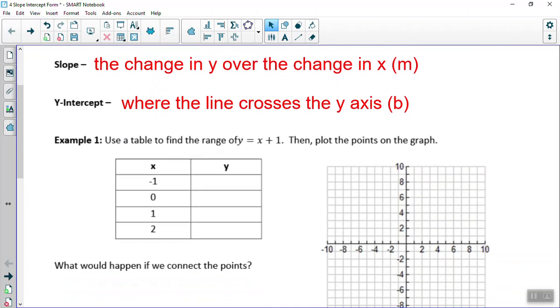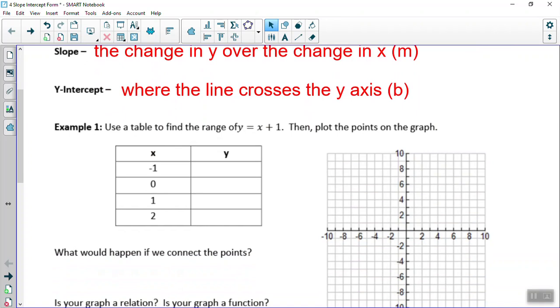We're going to use a table to find the range of y equals x plus 1. Then we're going to plot those points on the graph. All right, so when we are given this x plus 1, we can take this x value of -1 and substitute it in. -1 plus 1. Well, that gives us 0. So my y value is 0.